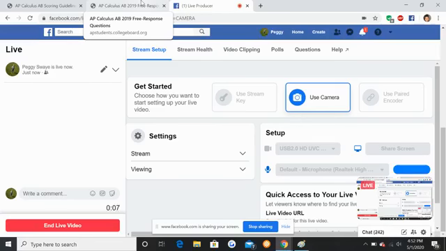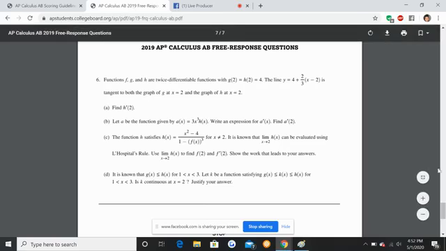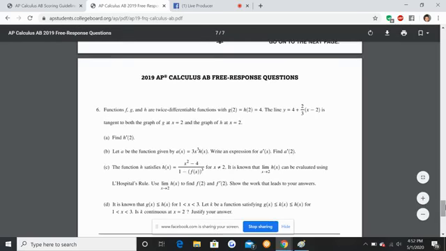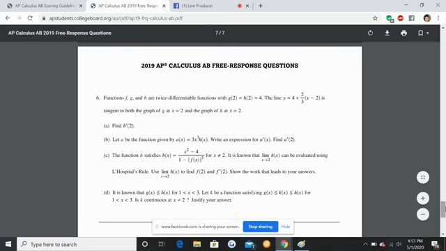All right, y'all. So today we're about to work on question 6 of the free response section for the 2019 AP Calculus AB exam. If you're here for the BC test, get out, because no, I'm just playing. You could probably still use these, but this is the one that we're going to work on today.